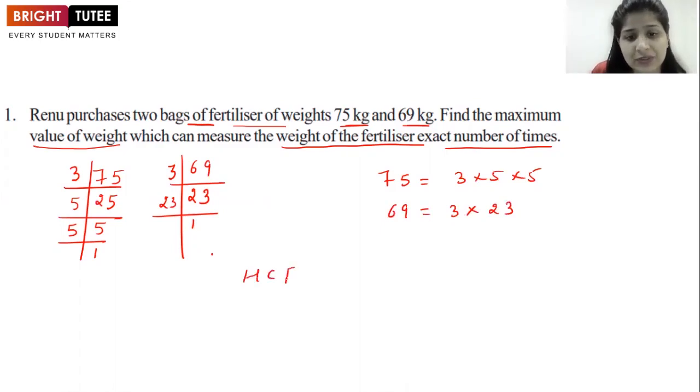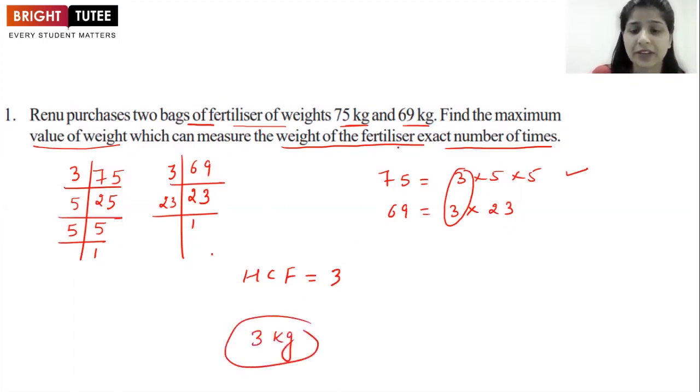To find the HCF, students, what do we do? We take out the common factor. What is the common factor here? Only 3, because 5 is in 75 but not in 69. Also 23 is only present in 69's prime factors, not in 75's. So the only common factor is 3, and minimum it is coming one time. So HCF would be 3. So the maximum value of the weight is 3 kilogram, that will measure the weight of fertilizer an exact number of times. I hope the question is clear to you and the solution is understood by you.